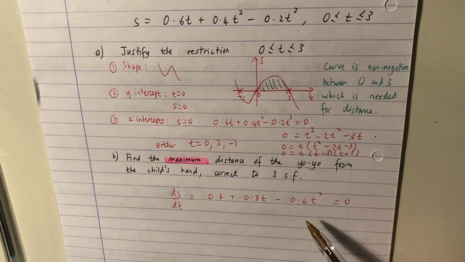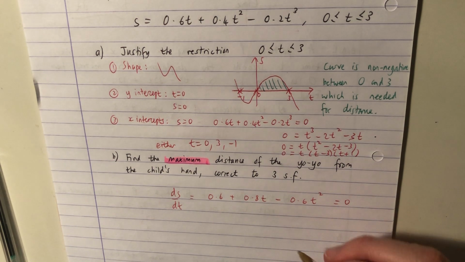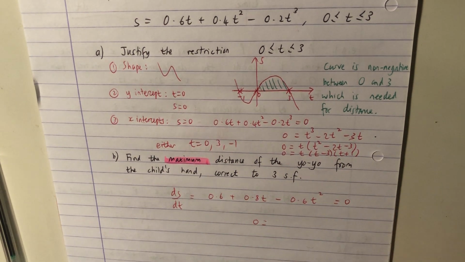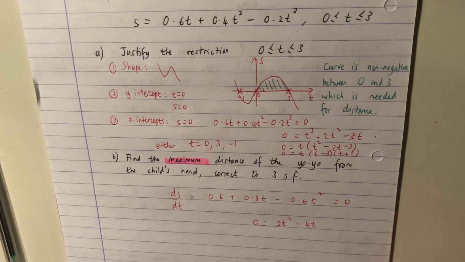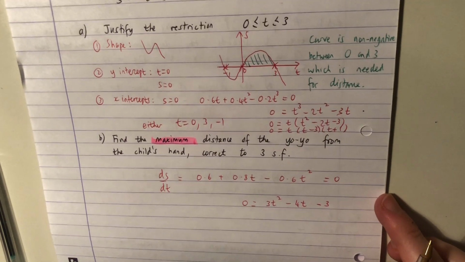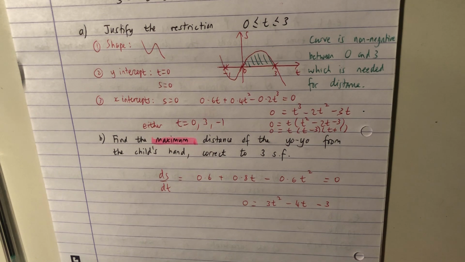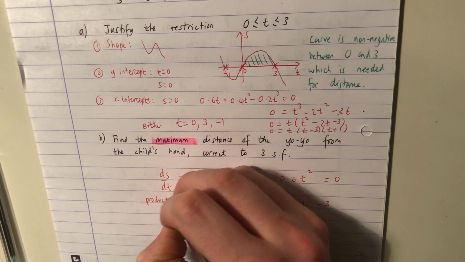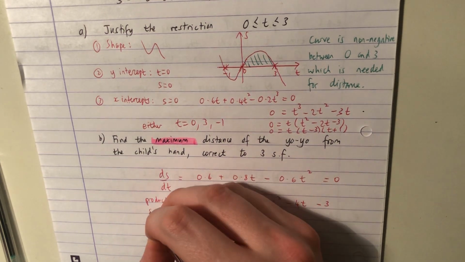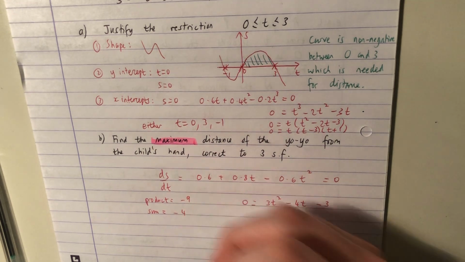This is quadratic, don't like decimals, so I'm going to get rid of them. You can just times by 10, or in this case times by 5 would be good enough. But I'm going to take everything to the other side as well. So that would be 3t squared minus 4t minus 3. And then you've got this quadratic. You can use the quadratic formula for this. I'm just going to use a quick product and sum. Product needs to be minus 9. Sum needs to be minus 4.